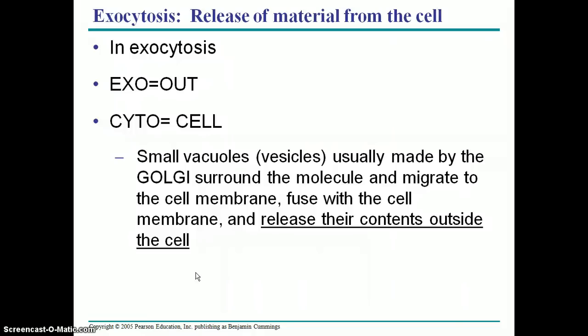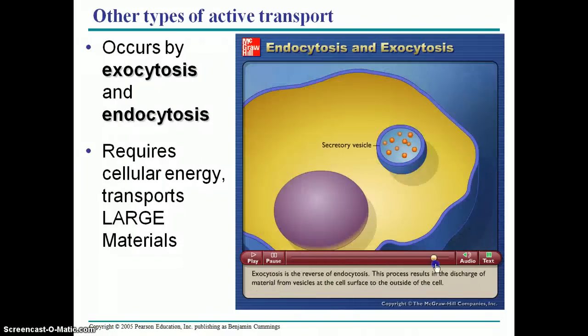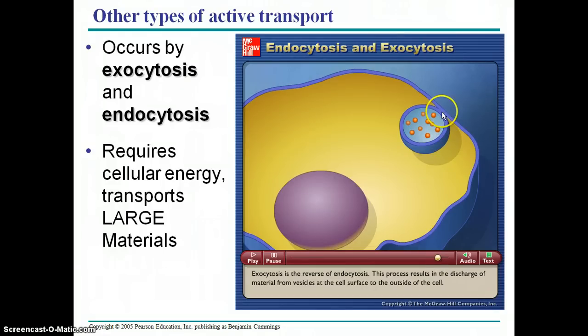All this says is what we just watched. There's usually these packages, vacuoles or vesicles made by the Golgi, that surround the molecule, fuse with the cell membrane, and release their contents. The word fuse just means, as soon as those membranes meet right there, they're fusing together. So fuse means to sort of stick together there to get those molecules out of the cell.